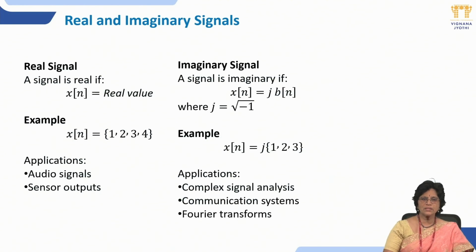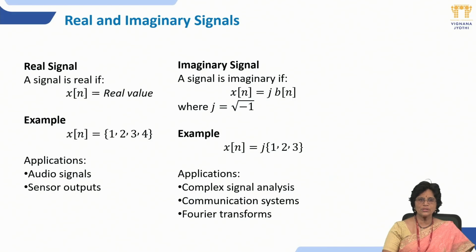The same thing holds in the digital case. So x of n is real, or x of n is complex. Complex means we write j b n. For example, take x of n equal to 1, 2, 3, 4. That is an example for real signal and imaginary signal. This is also used in complex signal analysis, communications, Fourier transforms. Audio signals, sensor outputs, in all these cases we are using real and imaginary signals.